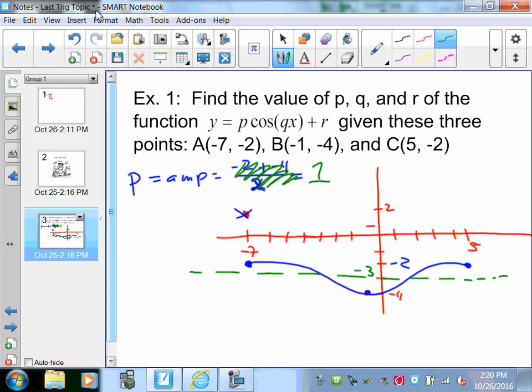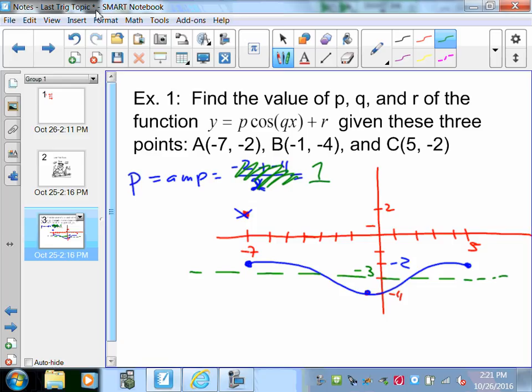No, from the middle. Amplitude is from the middle, so it's from the center. However far above and however far below should be the same no matter what. So how are we going to get 1?